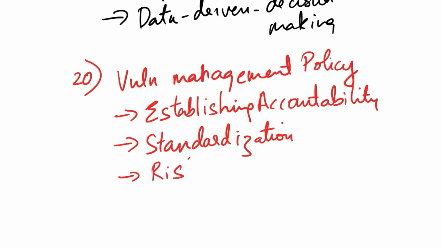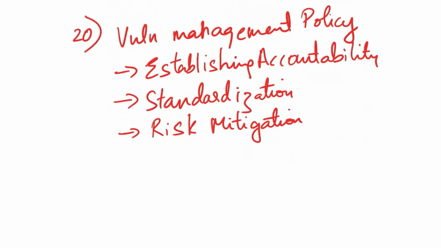Next, risk mitigation. The primary purpose of vulnerability management is to reduce the organization's exposure to security risks. The policy provides a structured process for identifying and mitigating vulnerabilities, helping to protect critical assets and sensitive data. Next, prioritization. The policy establishes criteria and guidelines for prioritizing vulnerabilities based on their severity, potential impact, and relevance to the organization's operations and objectives. This ensures that resources are allocated to address the most critical vulnerabilities first.